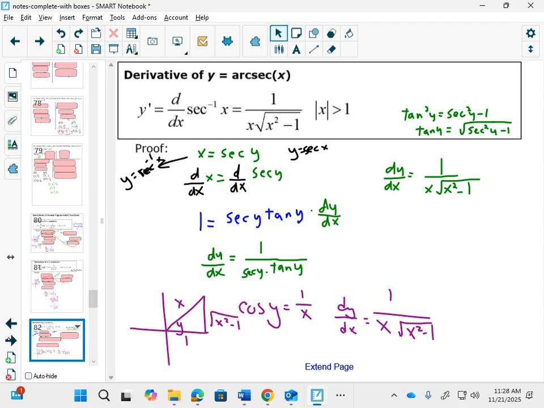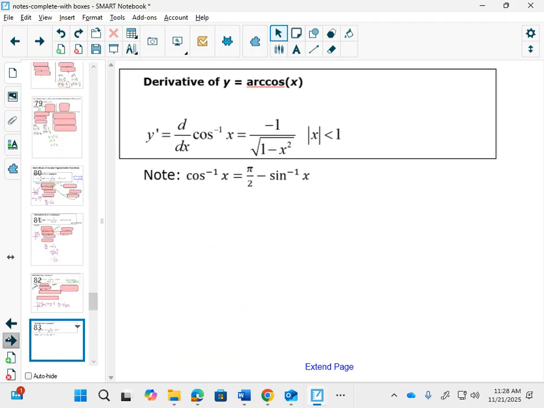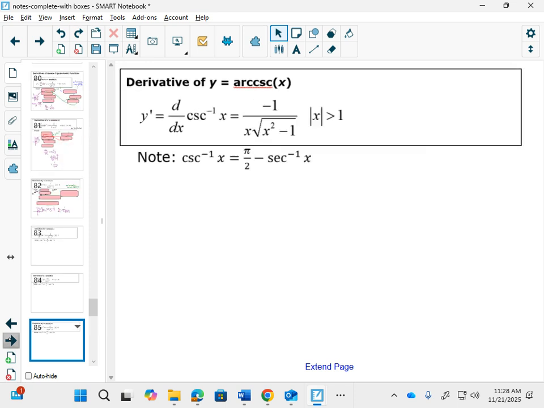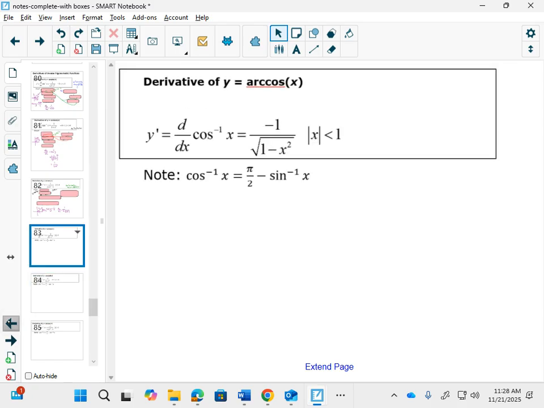And then we have the other three, which we're not going to prove. We have the derivative of cos inverse, which you could, again, do from your triangles. It's exactly the same idea. The derivative of cotangent inverse, and the derivative of cosecant inverse. And I'm going to go back and just talk about the notes, because the note is kind of an interesting thing.